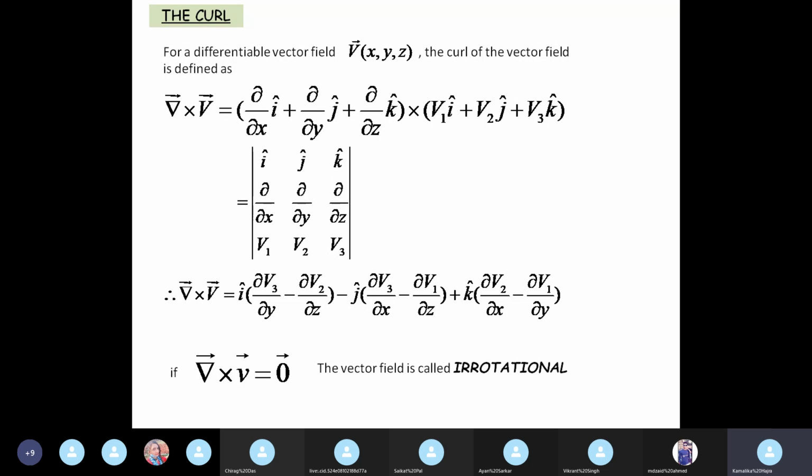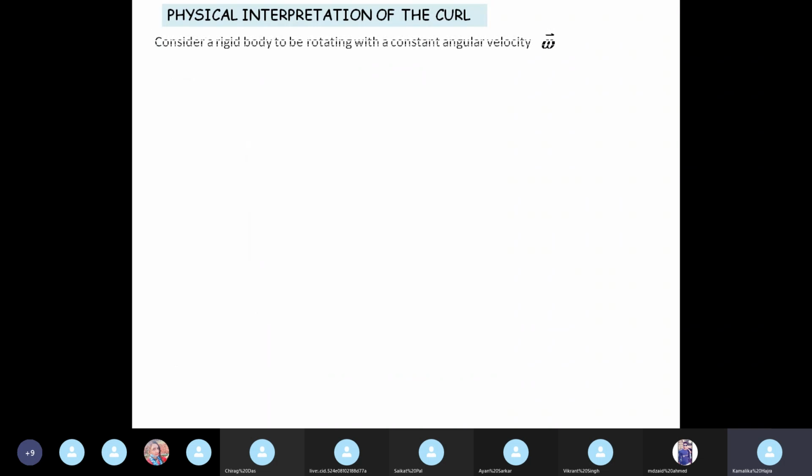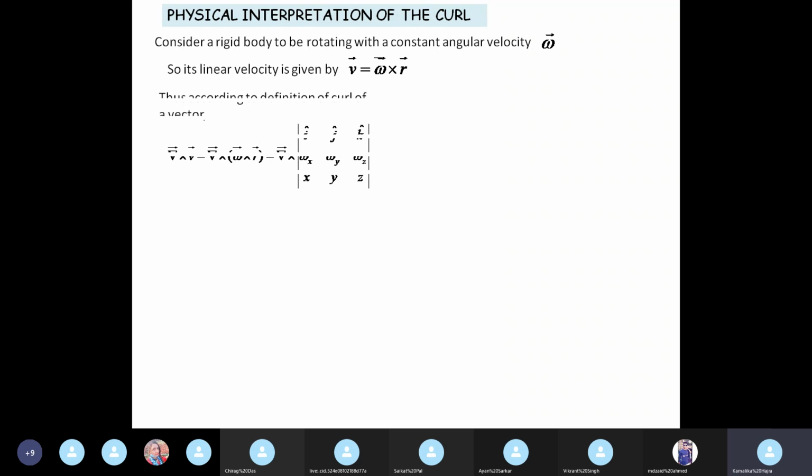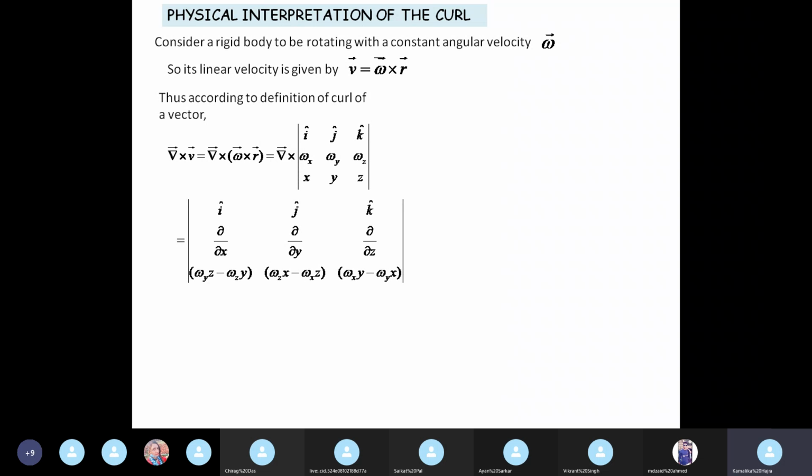Very, very important: if someone tells you that a vector field is irrotational, you will have to understand that he means that the curl of that particular vector is 0. Also, if a vector is irrotational and its curl is 0, we say that the vector field is conservative. Now, quickly we see what the physical interpretation of the curl is.